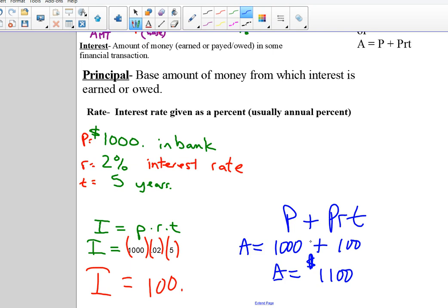This isn't really how the world works. We don't work on simple interest. Simple interest may be how they had to do it a long time ago. Here you're just figuring out the amount of interest one time, calculating interest once at the end of whatever the thing is.